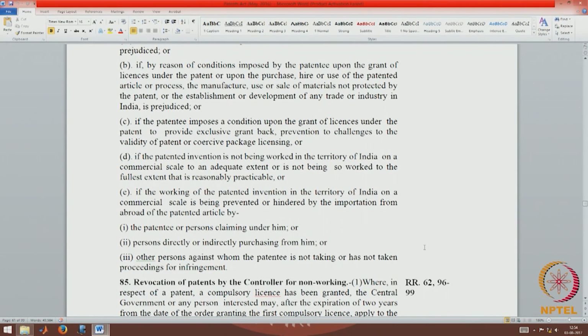E. If the working of the patented invention in the territory of India on a commercial scale is being prevented or hindered by the importation from abroad of a patented article by the patentee or persons directly or indirectly purchasing from him, or other persons against whom the patentee is not taking or has not taken proceedings of infringement, which means the patentee is not taking any action against certain people, and importation by those people or by the patentee or by people purchasing from the patentee hinders the working of the patented invention in India.